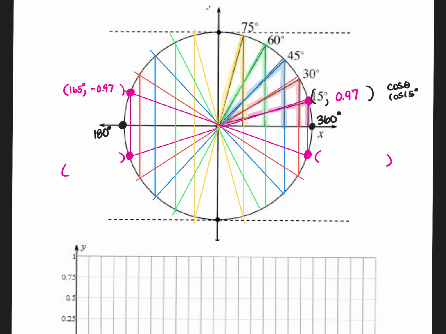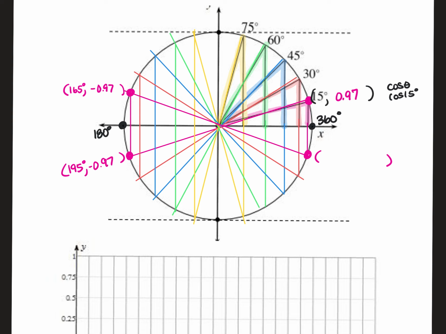And then we can do the same thing here. So 180, let's move forward 15 degrees. So we add 15 degrees to 180 and we get 195. And then again, we've moved left from the origin. So our y coordinate is negative 0.97. It's the cosine of theta.